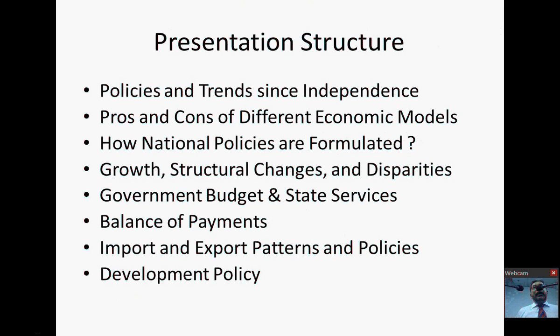Then I will speak about growth. While speaking about growth, I will also speak about structural changes and regional disparities, changes between various regions in the country. Like for instance, Uva province does not have the same level of development like the Western province. Why is that the case?